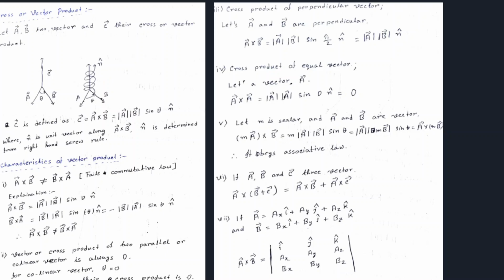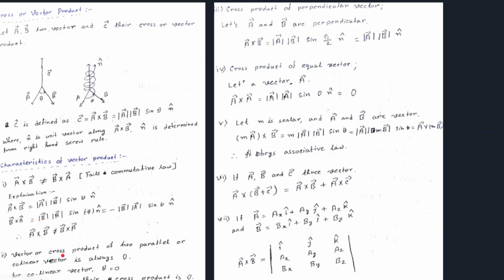Now let's come to some characteristics of the cross product. A cross B cannot be written as B cross A. Why? Because A cross B can be written as mod of A mod of B sine theta, but when we write B cross A, then that is sine minus theta. Now sine theta and sine minus theta are not the same. Sine minus theta is basically minus of sine theta. So A cross B is equal to minus of B cross A, not equal to. In vectors direction is very important, so these cannot be the same, so it fails the commutative law.